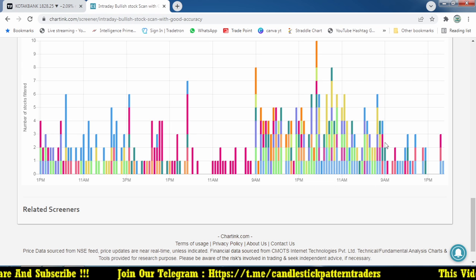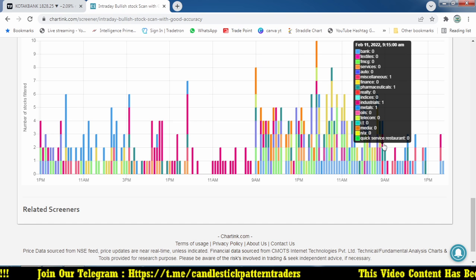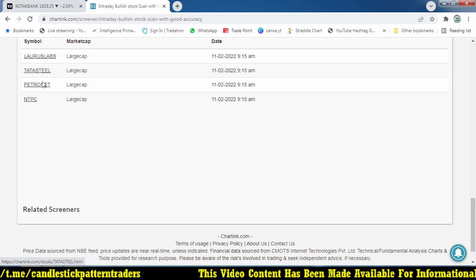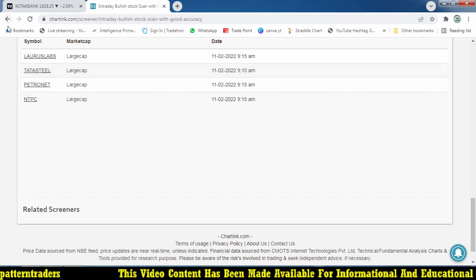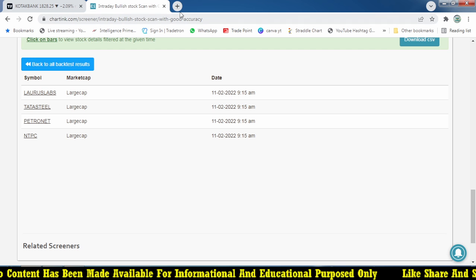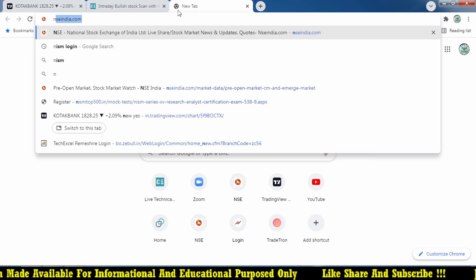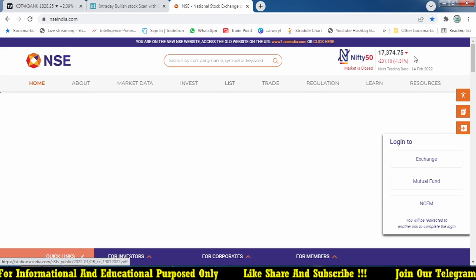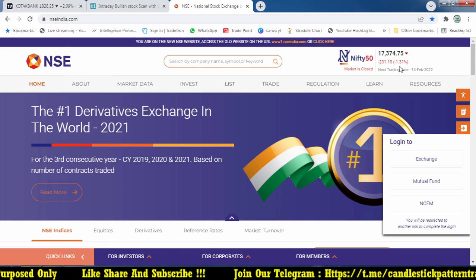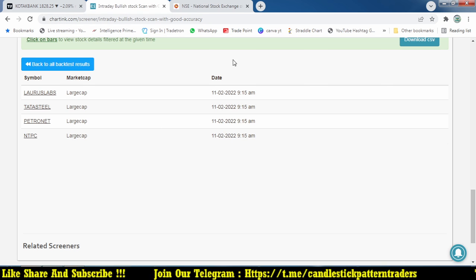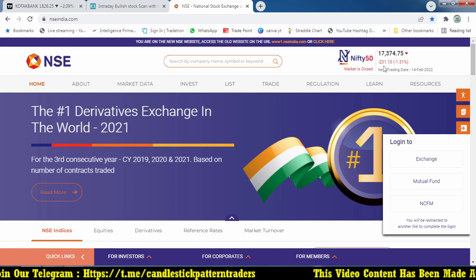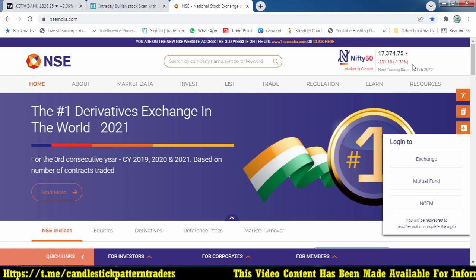For example, on 9:50 of 11th February, we have these four stocks: Laurus Labs, Tata Steel, Petronet, and NTPC. These stocks were provided for a bullish kind of trade. But if you check yesterday's NSE, it was down by 300 points. The Nifty closed nearly 230 points down, a 1.3% negative close. But these stocks were showing bullishness.